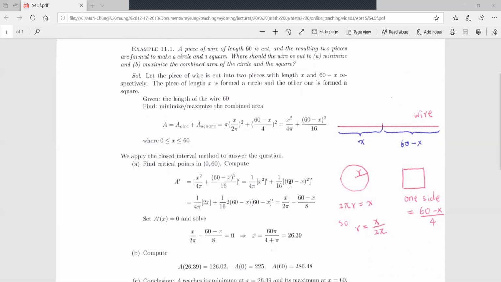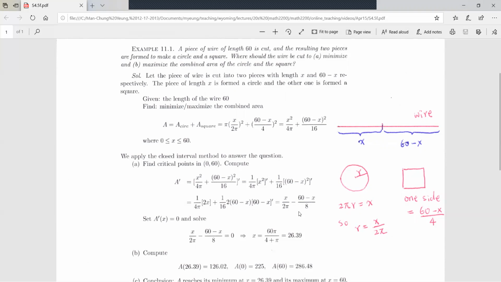Derivative of (60 minus x) squared, I use chain rule to compute it. So 60 minus x is u. So the derivative of u squared is 2 times u, and then times the derivative of u. Chain rule. So the derivative of 60 minus x is negative 1. So we get this result.